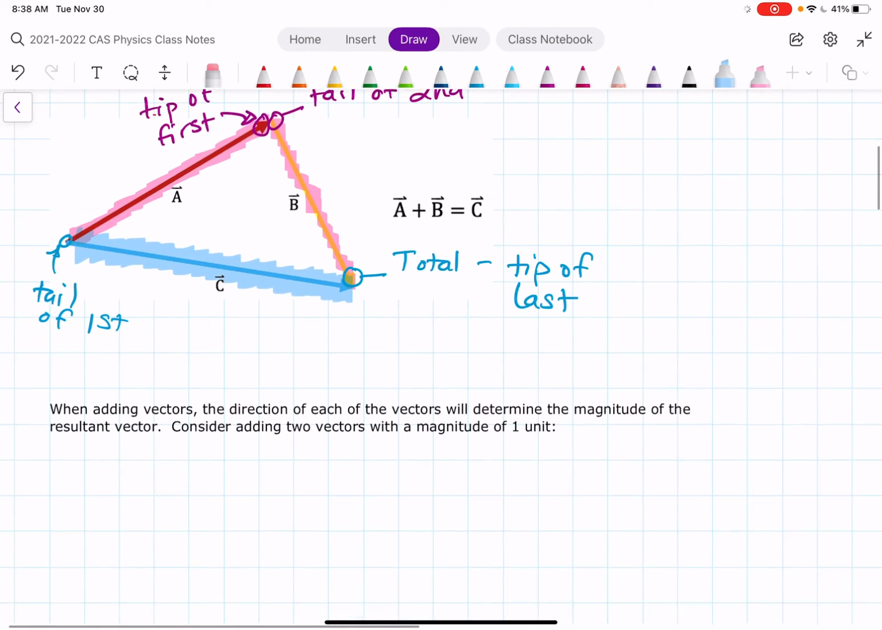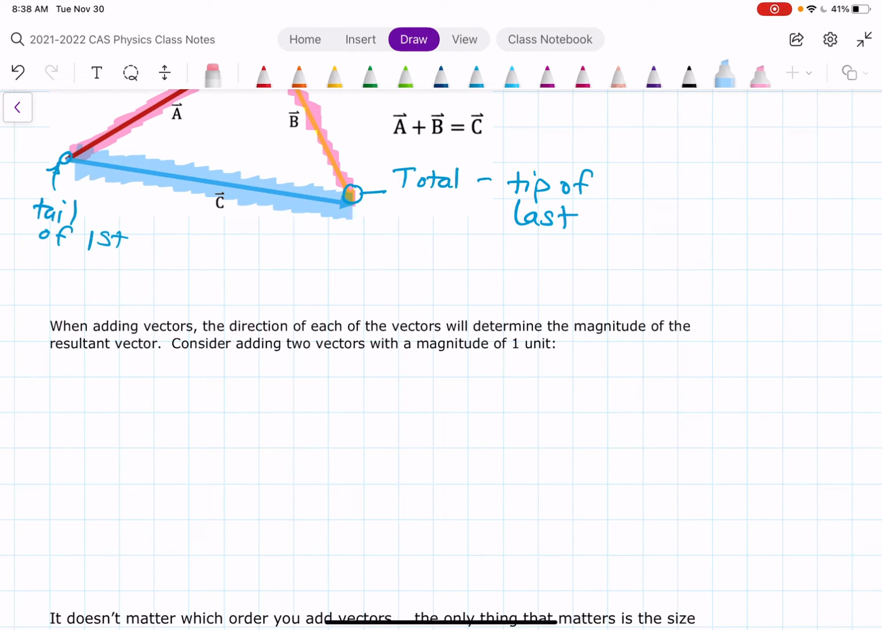Let's see. So you have to think about direction. Direction really matters. So it says when adding vectors, the direction will determine the magnitude of the resultant vector. So you can have two vectors. Let's say they're each 1 unit. I don't know, 1 kilometer, 1 meter, whatever. So here's a vector that's 1 unit. If I have two vectors and I'm adding them together and they're both in the same direction, then the resultant is going to be twice, right? So this is going to have 2 units. Let's just say kilometers. So if the first one is 1 kilometer, the second one is 1 kilometer, then your total displacement will be 2 kilometers.